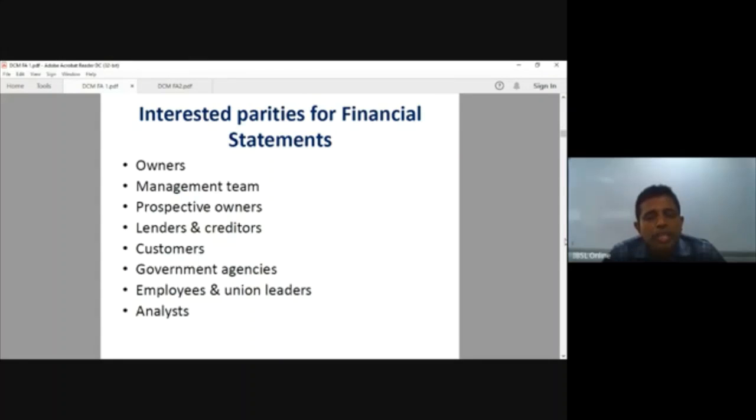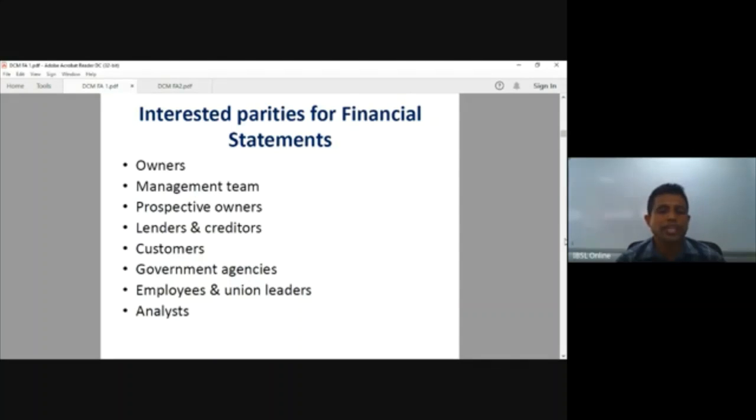Then the prospective owners. These days, people are very interested in the share market. When you want to buy shares of a different entity, the only source of information you could go through is the set of financial statements of that particular entity. Therefore, prospective owners, before making an investment, want to know the financial results of that entity.